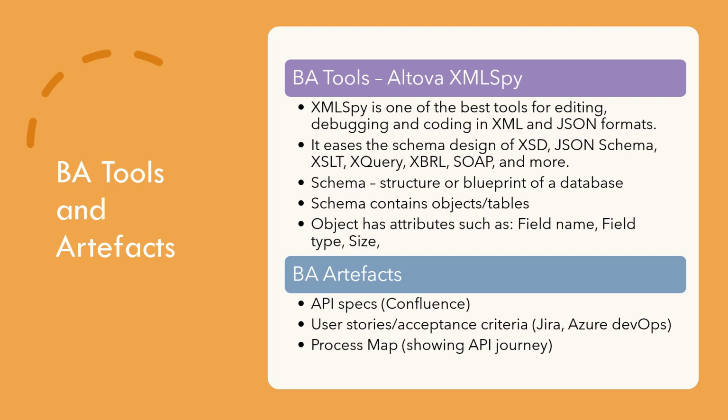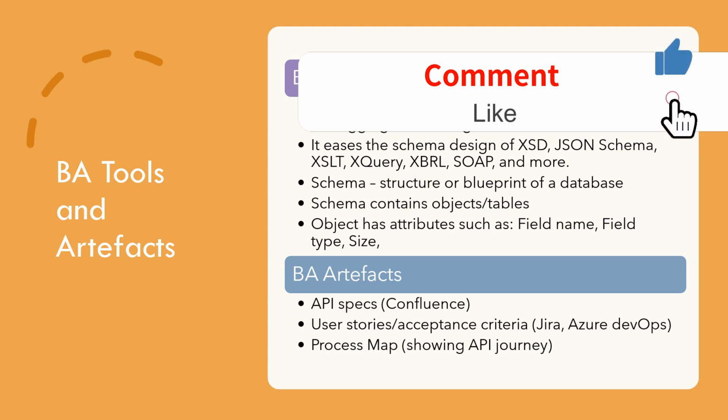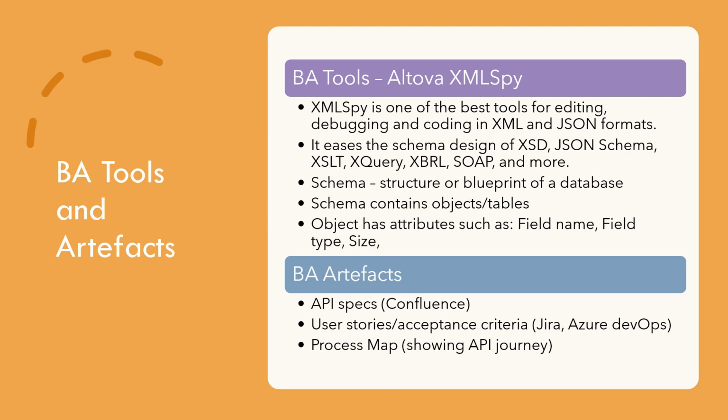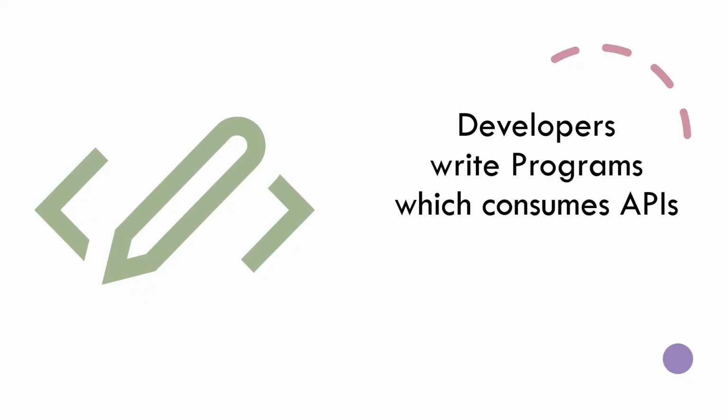Remember, your developers don't have time to read through all this documentation. As a business analyst, your job is to make the work easier for the developers. You are the one that will go and get all those requirements. After capturing all the requirements, you will map them in a process where they can clearly see the entire journey. Developers are the ones that write the programs which consume the API. As a business analyst, you don't write the code, but the developers will write the programs based on the requirements that you've documented in your API spec.